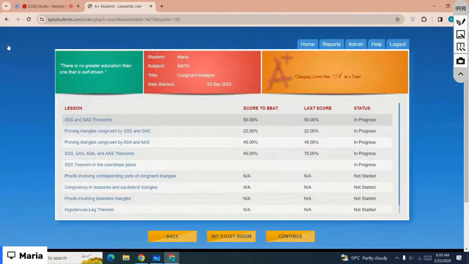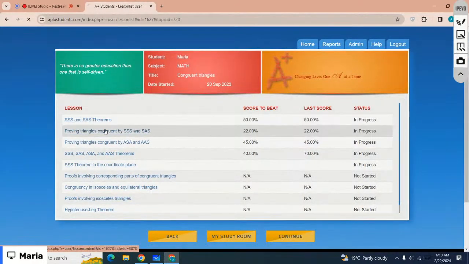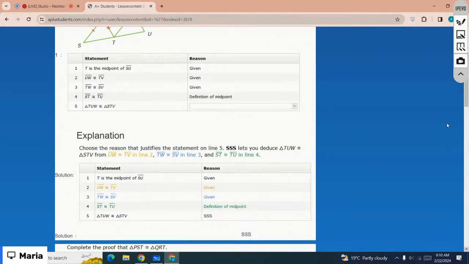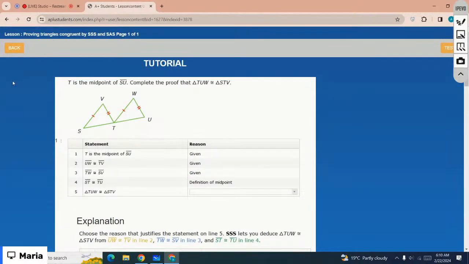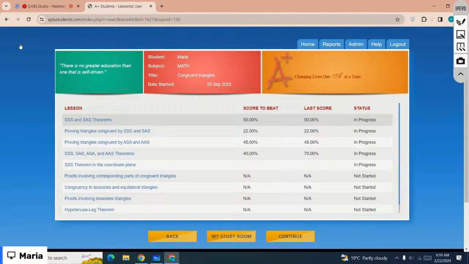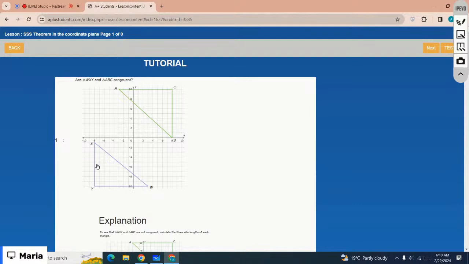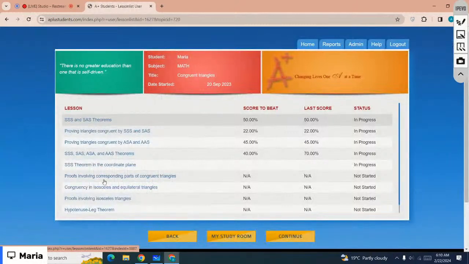I think the next one is proving triangles congruent by SSS and SAS. But we are going to skip these lessons. You can do these proofs on your own.